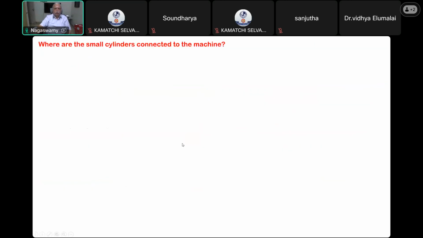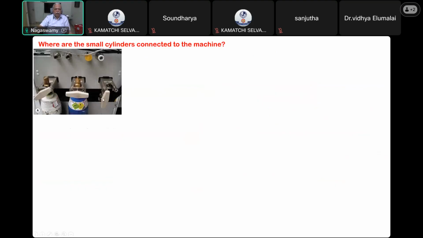What are small cylinders? Where are the small cylinders connected to the machine? To the back of the machine. What is that portion called? We just now saw the first component of the high pressure system: the hanger yoke assembly. Very, very important. This question is repeatedly asked, so you should be very thorough with all the parts. That's why I have given it again. So the small cylinders are mounted on what is called the hanger yoke assembly.